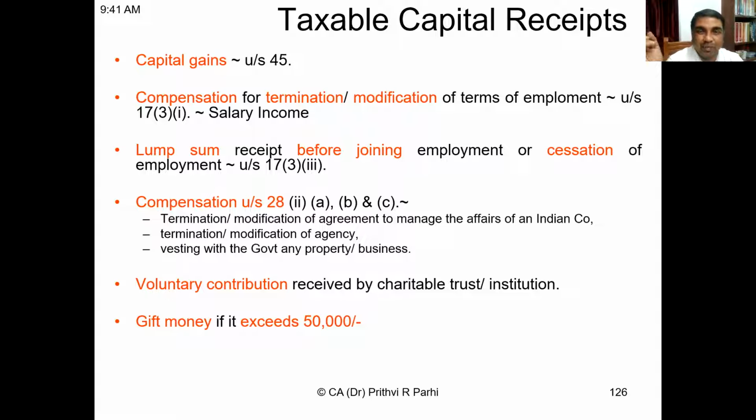If it is a capital receipt, normally it should not be treated as income, but since it is specifically included under section 17(3)(1), then it will be treated as a salary income. Is it clear to you?